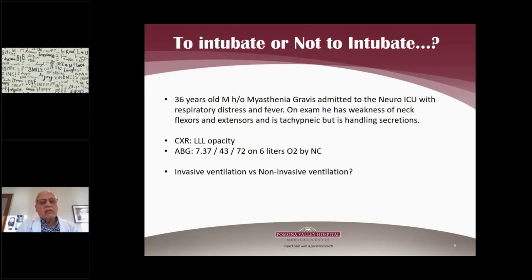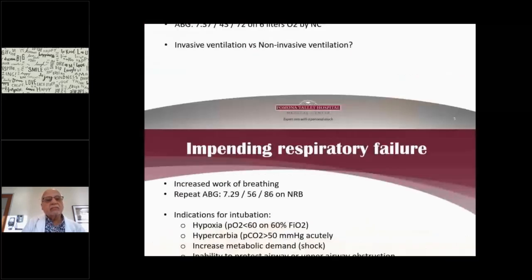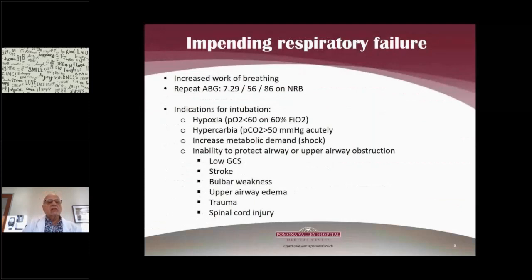And the question is, what should we do next, invasive ventilation versus non-invasive ventilation? Or are we going to intubate the patient? In the next hour or two, his work of breathing increases and his arterial blood gases show that he's hypercapnic now, and with a non-rebreathing mask, his PO2 is only 86.